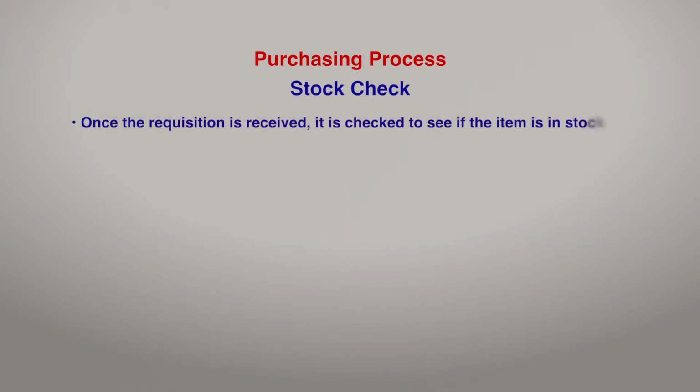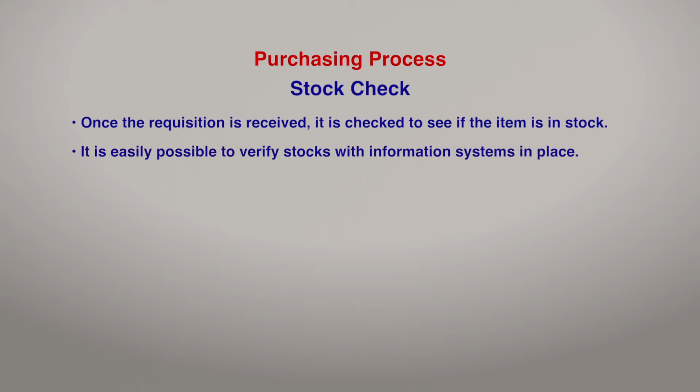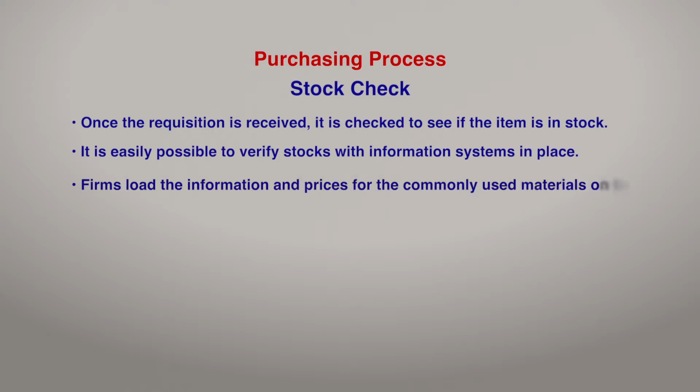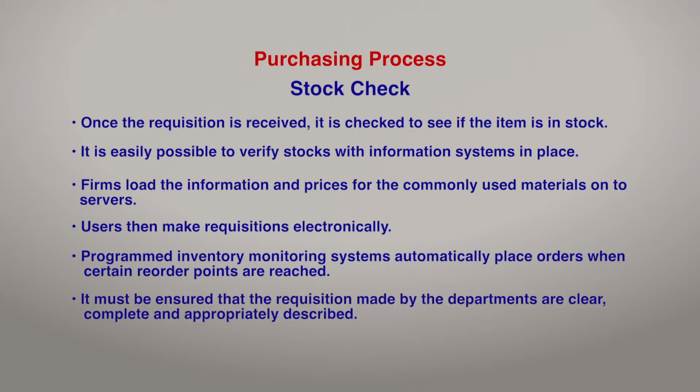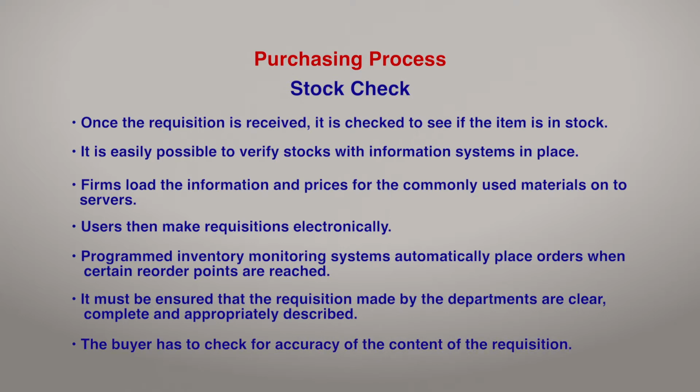Once the requisition is received, it is checked to see if the item is in stock. Today, it is easily possible to verify stocks with computer systems in place. Firms load the information and prices for commonly used materials onto the server and users then make requisitions electronically. Programmed inventory monitoring systems automatically place orders when certain reorder points are reached. It must be ensured that the requisitions made by the departments are clear, complete and appropriately described. The buyer has to check the accuracy of the content of the requisition.